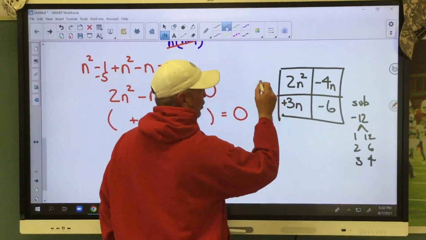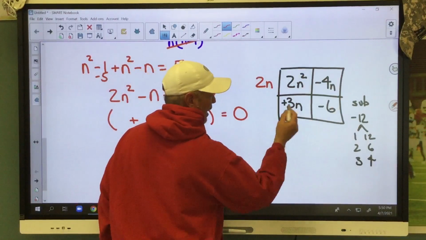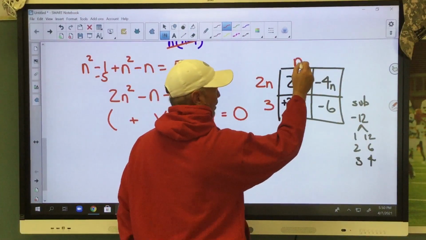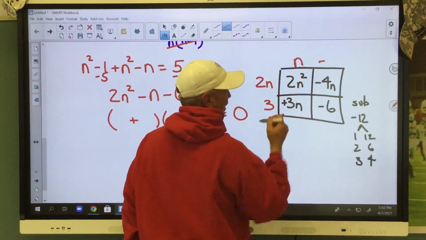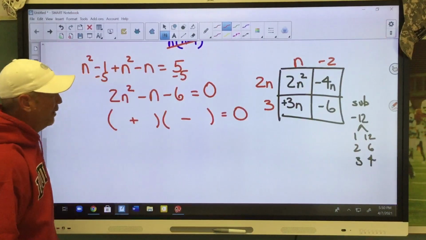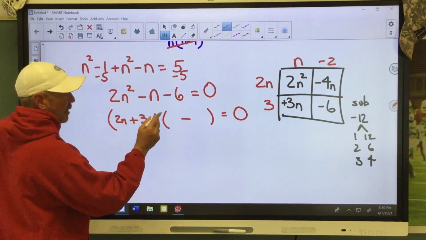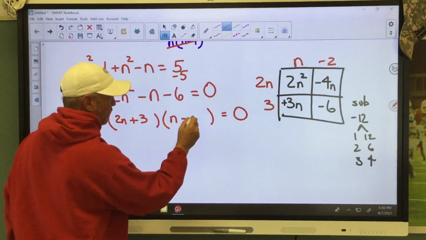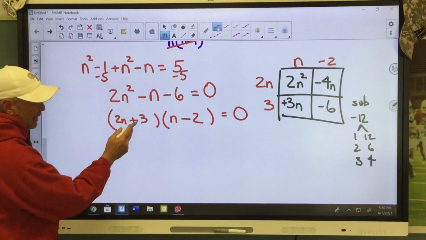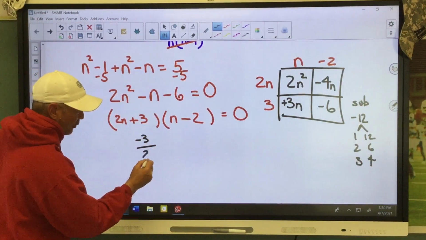I have a 2 and an n in common. I have a 3 in common. I have an n in common. I have a negative and a 2 in common. So that means to come over here and put 2n plus 3 and n minus 2. So when we solve this, we're going to take the opposite of 3 divided by 2.